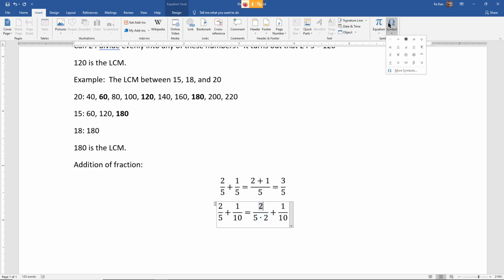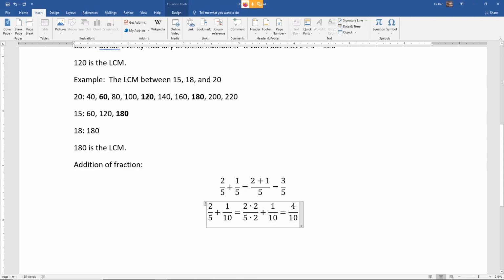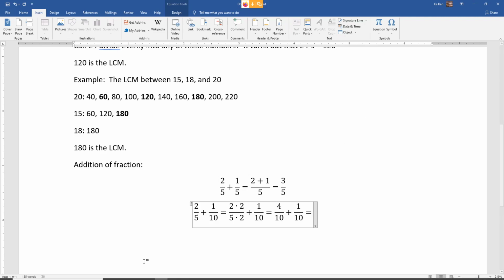And I'll do the same thing on the top. 2 times 2. So I now have 4 over 10 plus 1 over 10. And now we have the same denominators. Basically, you transform the 2/5 into 4/10, which is the same thing. Value-wise, the same thing. 2 pieces over 5 is the same thing as 4 out of 10.